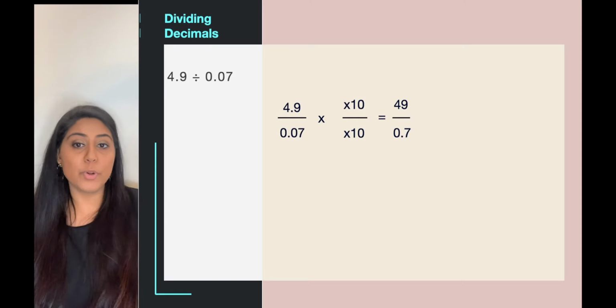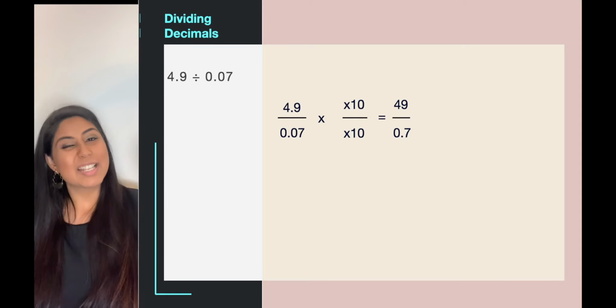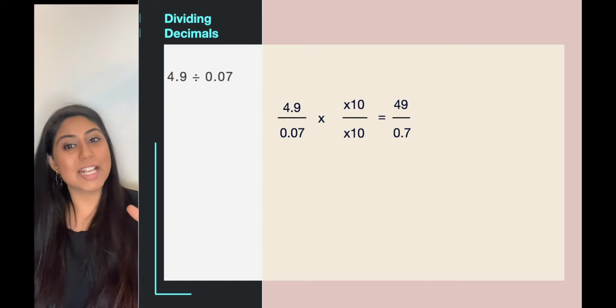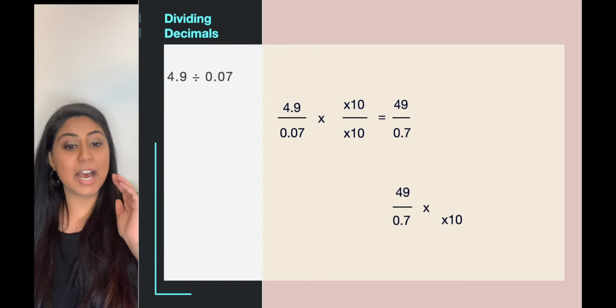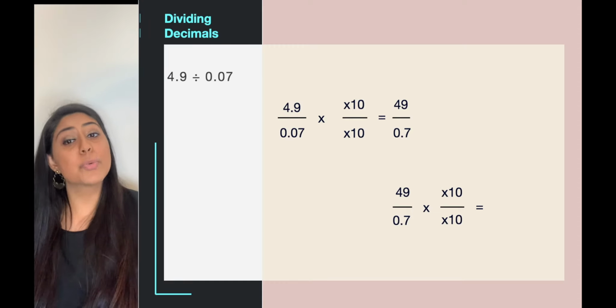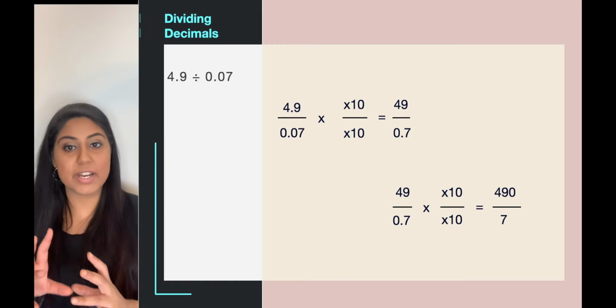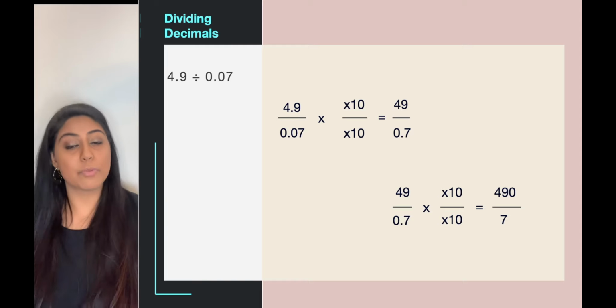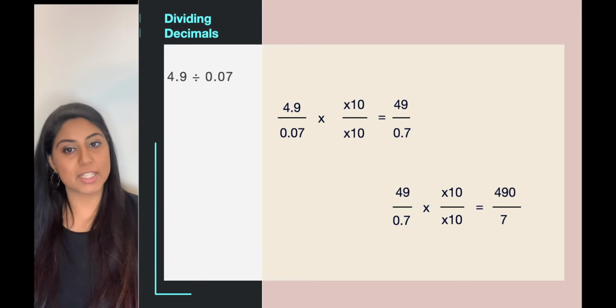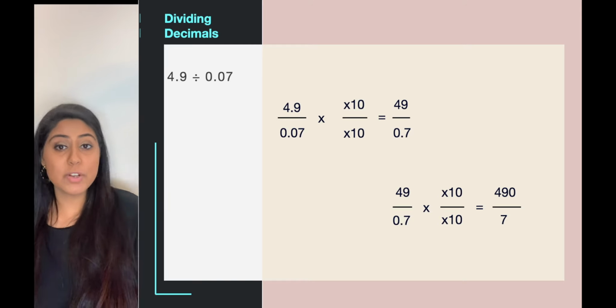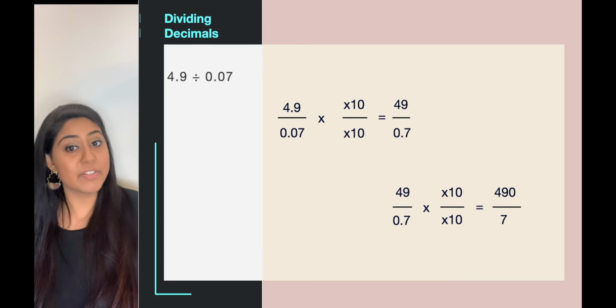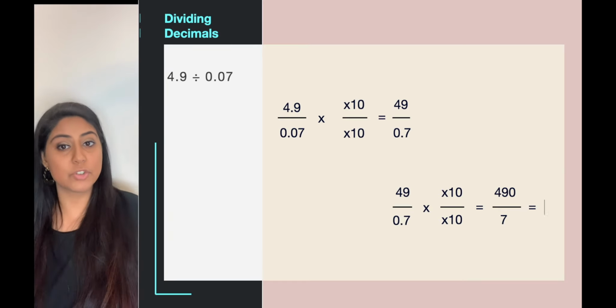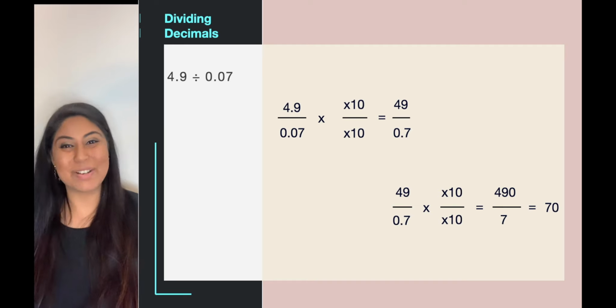So now I've got 49 over 0.7. Still not quite where I want it to be because I've got a decimal point on the bottom and I don't want that. So I'm going to multiply the numerator and the denominator by 10 again. So when I do that, I get 490 divided by 7. Now I've gotten rid of all my decimal points, I can work out what the answer to this calculation is. Well, I know 7 goes into 49 7 times, so 7 has to go into 490 70 times. And that's it. That's dividing decimals.